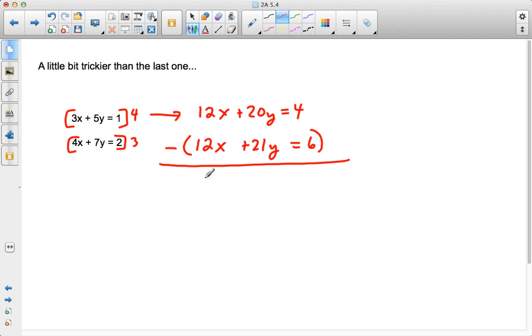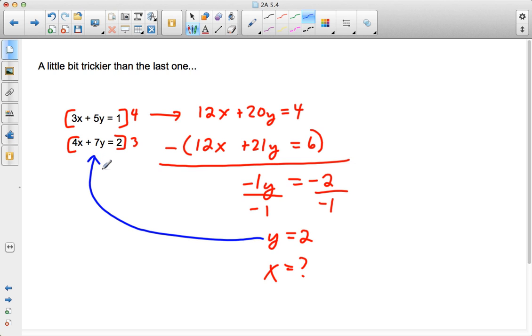So I have 12x minus 12x leaves me with 0x. 20y minus 21y leaves me a negative 1y, or just a negative y. And 4 minus 6 leaves me with a negative 2. So if I divide both sides by negative 1 to get y by itself, I get y equals 2. Now that I have y equals 2, I still have to solve for x. Conveniently, I can take this y and plug it back into one of the original equations. I don't have to use the ones that I've expanded over here since they're the same values.